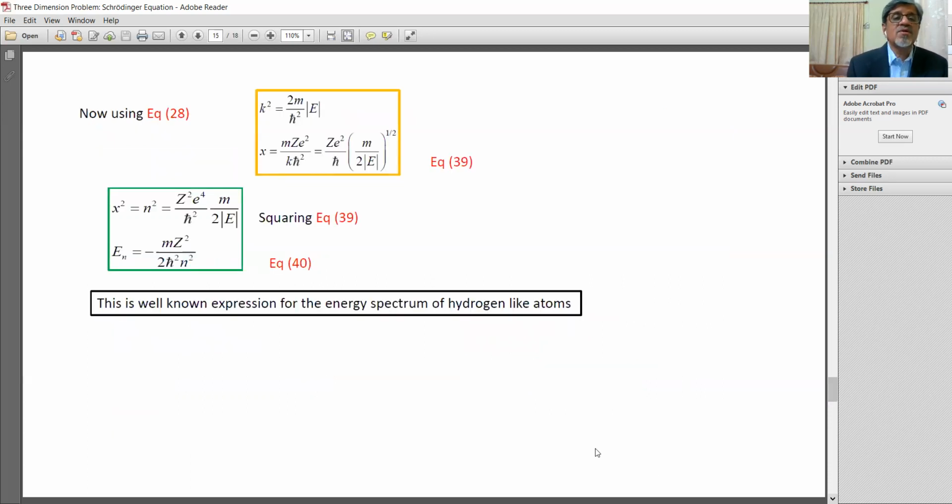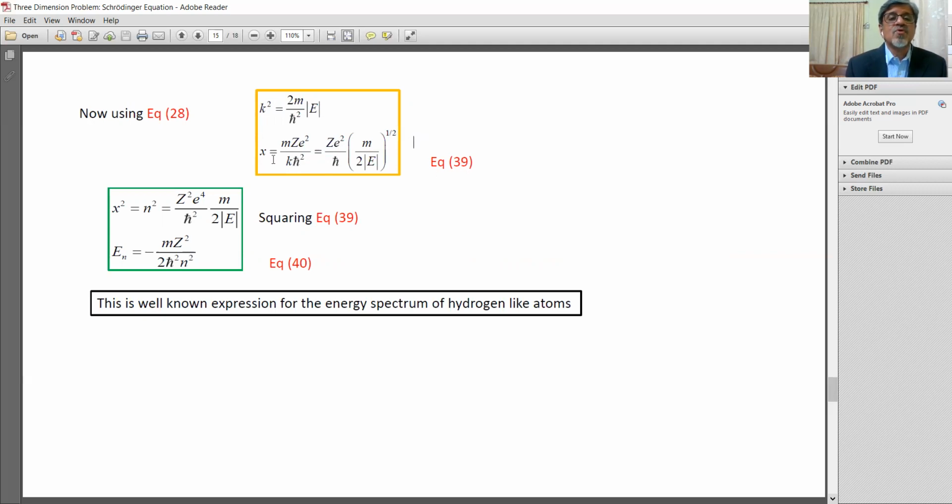Now, using equation number 28, we know that k square is equal to 2m divided by h cut square modulus E. And also we know that x is equal to m z e square divided by k h cut square. Now, we know that c is equal to z e square. Here we have a value of k, so from the equation for k square, we can put the value of k. So it is z e square divided by h cut, and 2m divided by modulus 2E raised to 1/2, and that is equation number 39.